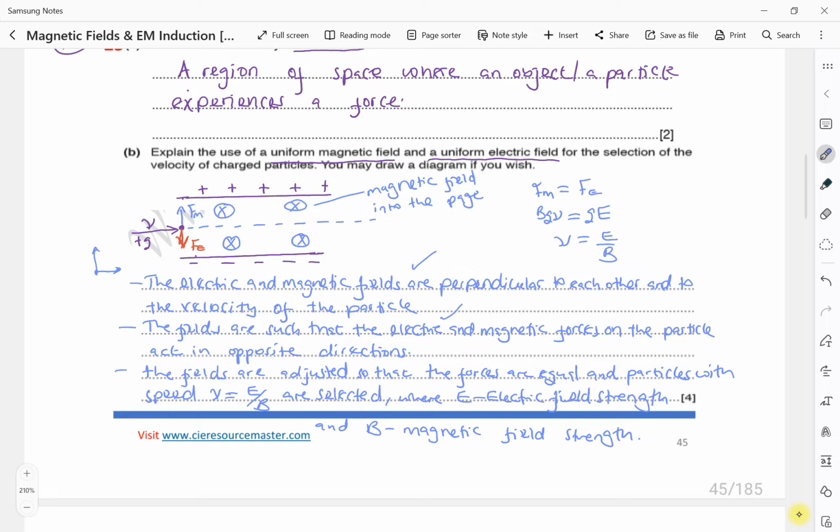What remains is just to tell the examiner that the fields are adjusted so that the forces are equal, and the particles with the speed v equals E over B are selected, where E is the electric field strength and B is the magnetic field strength. So if I draw the diagram, it's only important that I write the last statement there to get full credit.